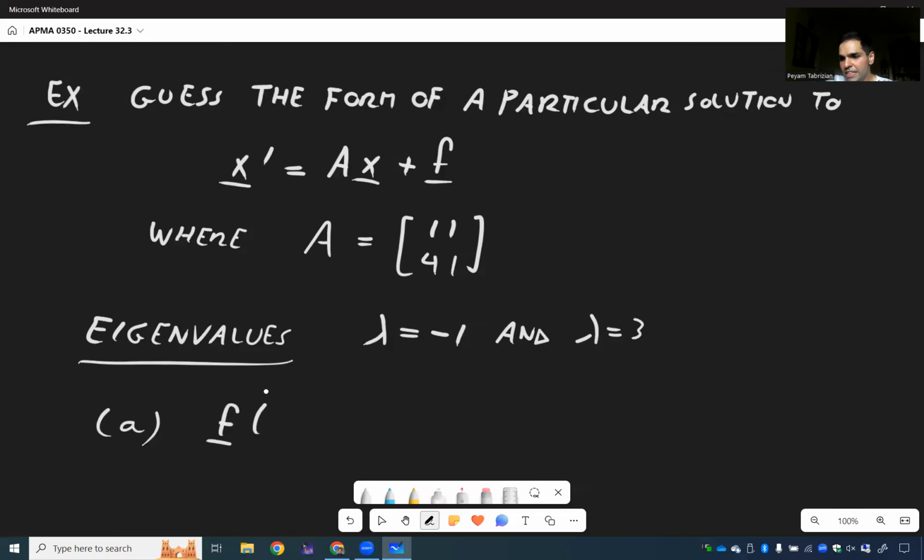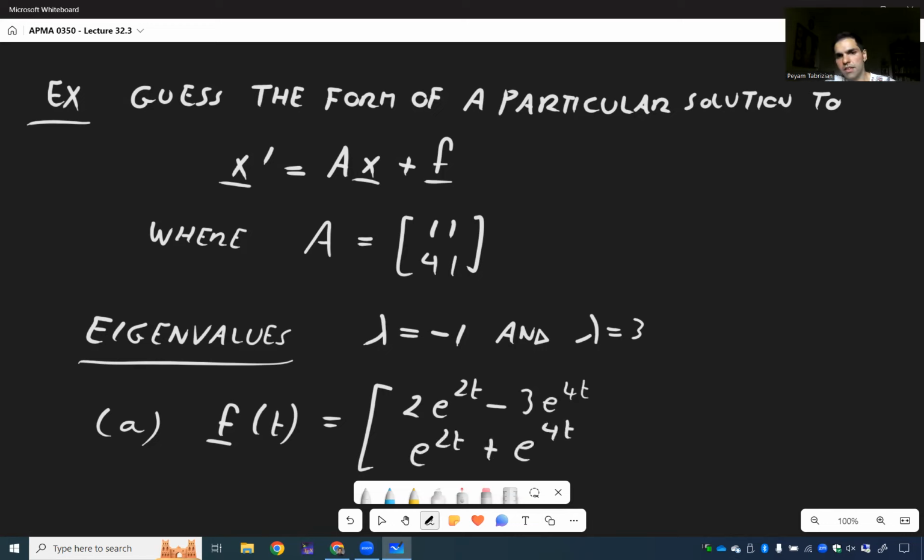Let's do f of t equals 2e to the 2t minus 3e to the 4t, and then e to the 2t plus e to the 4t, which is useful to split up as e to the 2t times (2, 1) plus e to the 4t times (-3, 1).